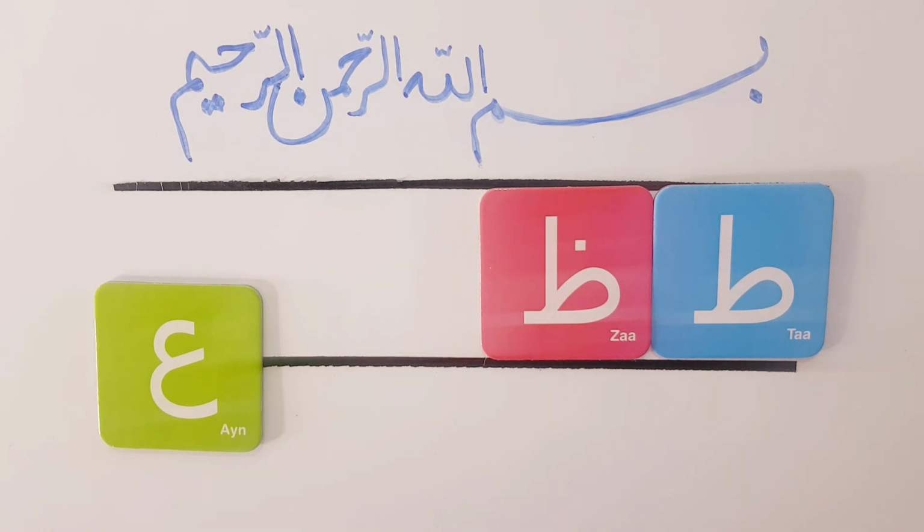This letter is a light letter. Ta is a heavy letter. Dha is a heavy letter. But Ayn is a light letter. Let's say it 5 times.